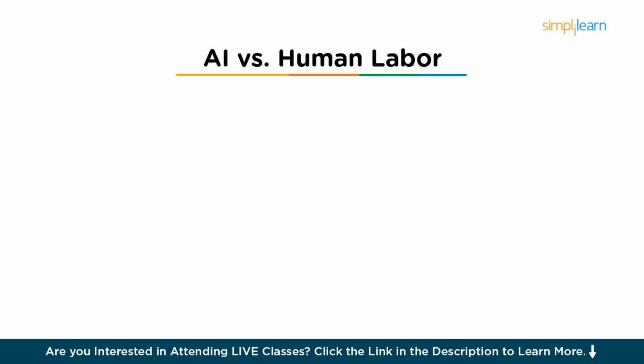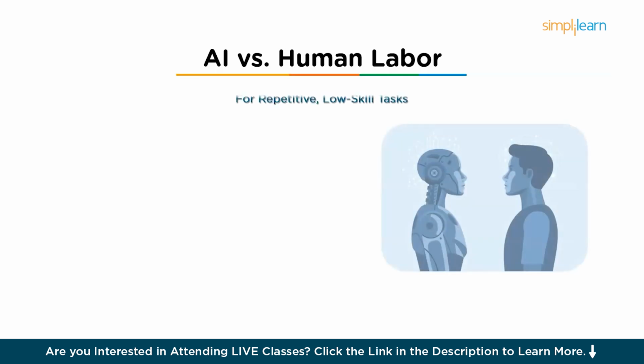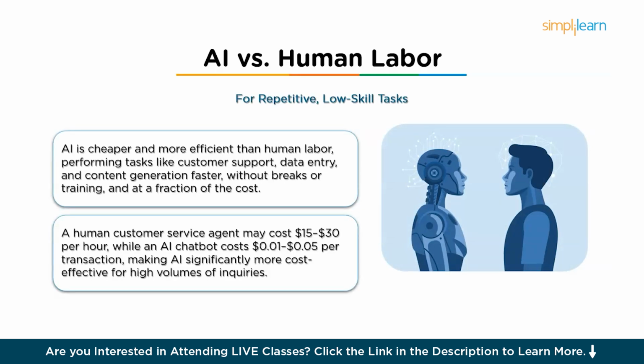So one of the key benefits businesses look for in AI is its potential to replace human labor, right? Particularly for repetitive or low-skill tasks. However, when evaluating whether AI is really cheaper than hiring a human expert, there are several factors to consider. First is for repetitive low-skill tasks. So AI can be significantly cheaper and more efficient compared to human labor. For instance, AI-powered chatbots for customer support, automated data entry, or content generation for marketing can perform these tasks much faster than humans without the need for breaks, vacations, or training, and often at a fraction of the cost.